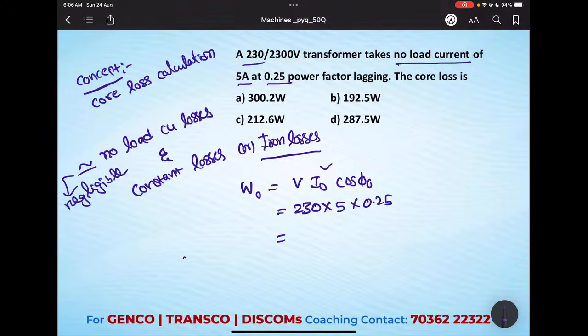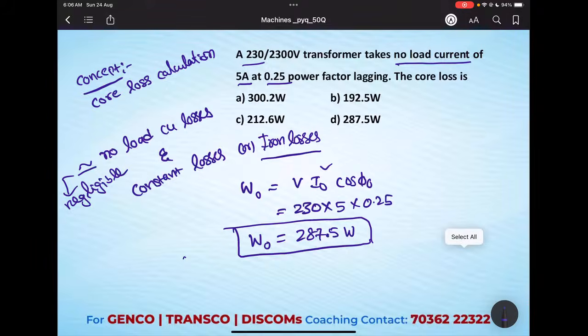Let's do the calculation. It comes to about 287.5 watts. The no load power consumption is completely to meet the losses of the transformer. The losses are iron losses. Okay, is it clear? We'll move on to the next question.